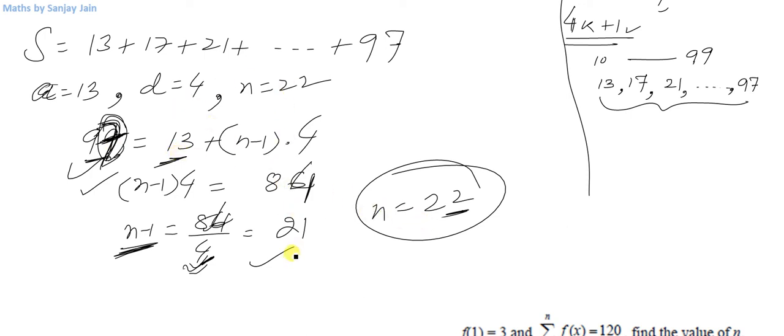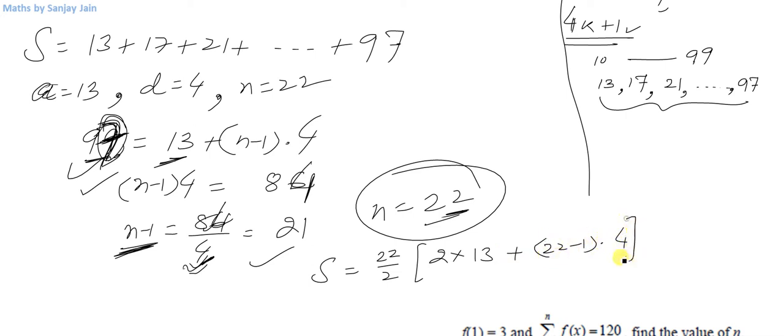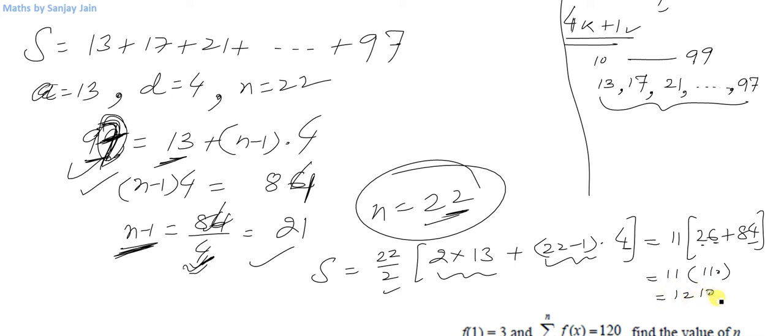Okay, let us proceed. So S is equal to n by 2, that is 11, or let me write it in detail first, then I'll do the calculation part. Twice of a plus n minus 1 into d, which is 4. So it is equal to, this is 11, this is 26, this is 21 into 4, that is 84. 84 plus 6 is 90, 90 plus 20 is 110, 11 into 110 will give me 1210, because 11 into 11 is 121, then there is this 0.